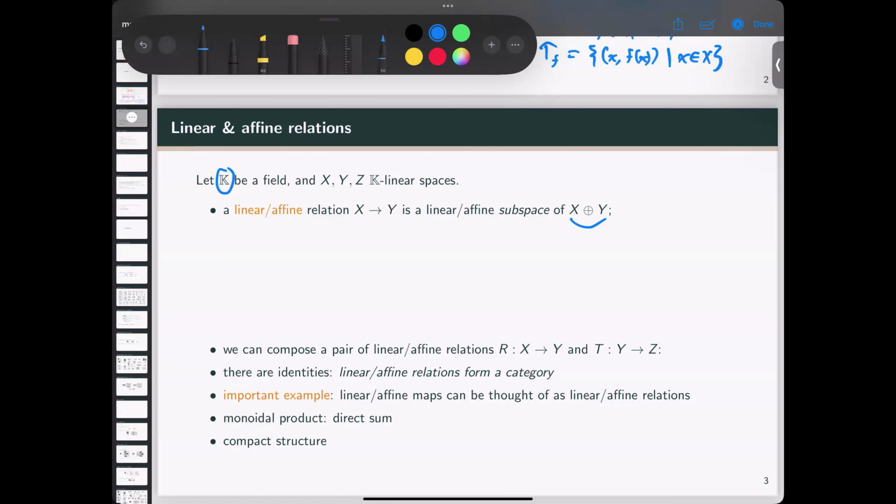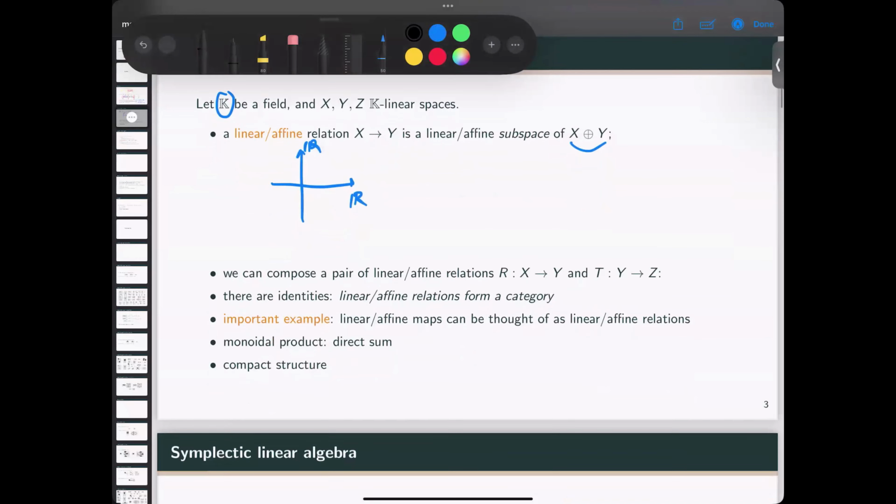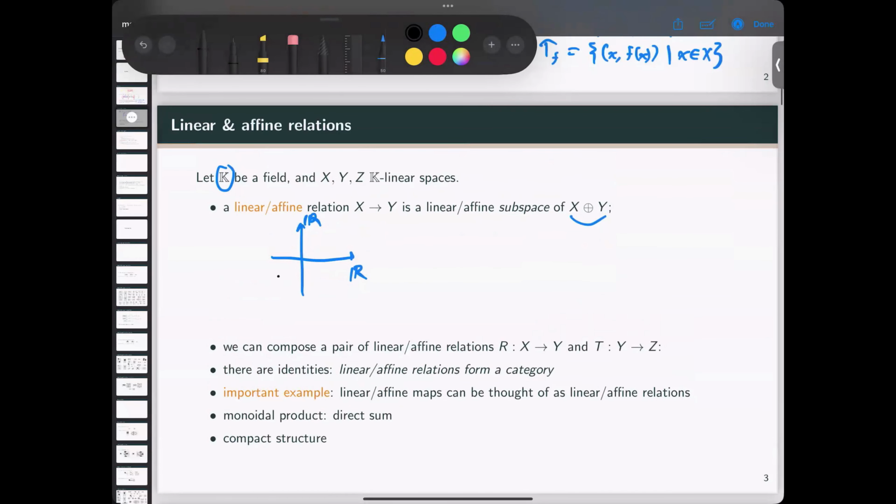Now, there's two cases that I've picked out here. The first is the case of linear relations, which is where you just ask for a subspace. So in the case, for example, where I'm looking at relations from R to R, then I can picture that as a subspace or a subset of the plane. And the subspaces are essentially just going to be lines or the origin or just the whole plane.